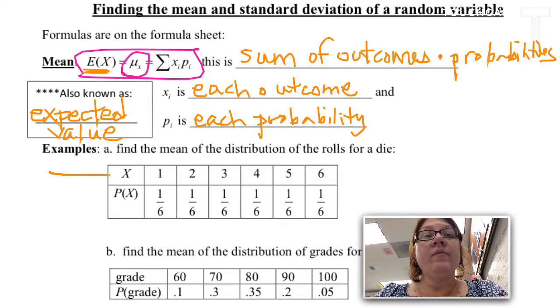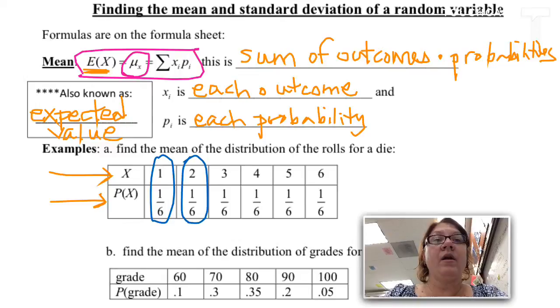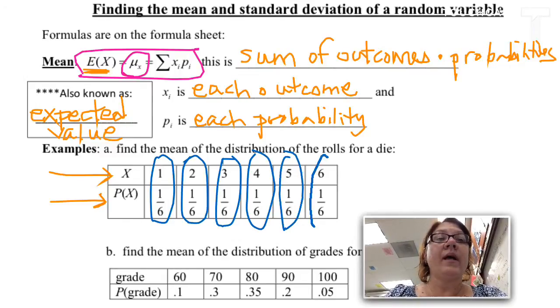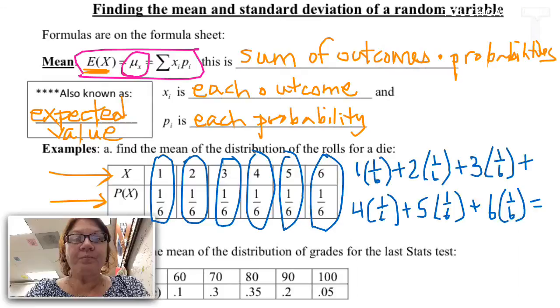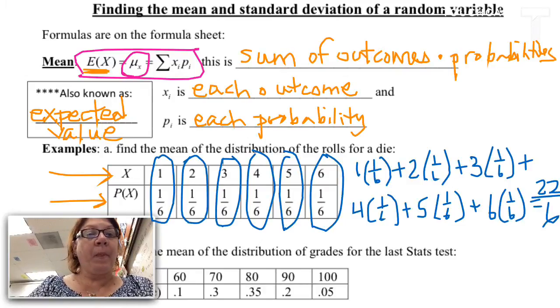So here's what it'll look like in the first example. Here are my outcomes, 1, 2, 3, 4, 5, and 6. Here are their probabilities. So I want to keep each pair together. So I'm going to multiply this pair and multiply this pair and multiply this pair all the way down. So it will look like this, which is 22/6, or approximately 3.6 repeating, 3 2/3.